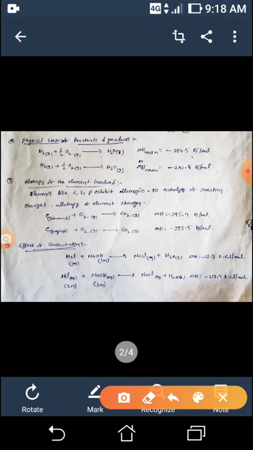For example, consider the allotropes of carbon. When carbon reacts with oxygen to form CO2, it may be in the diamond form or in the graphite form. When carbon in diamond form reacts with oxygen to form CO2, delta H of reaction is minus 395.4 kilojoule per mole. When carbon is in graphite form and reacts with oxygen to form CO2 gas, the same product, the amount of energy released is minus 393.5 kilojoules per mole.